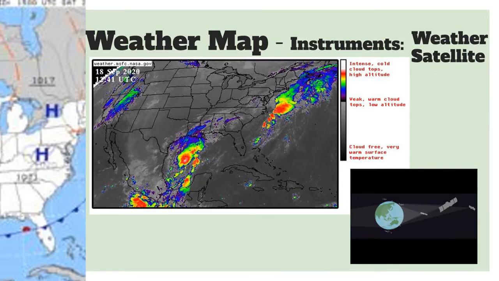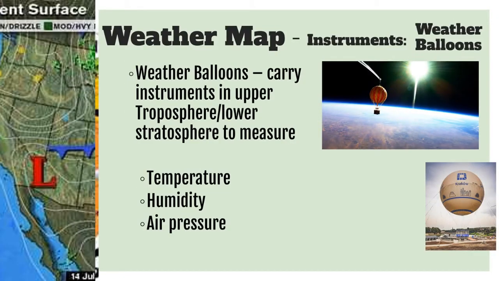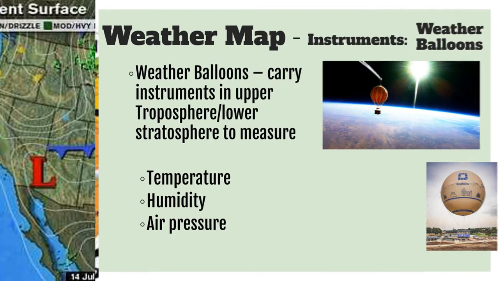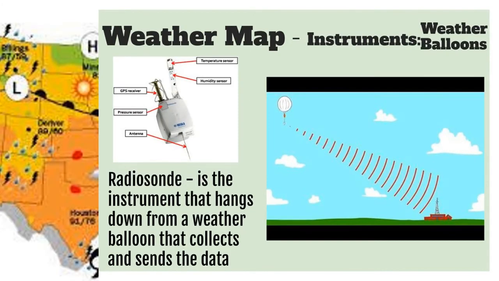When we get that information from weather satellites, it often looks like this. Weather balloons are next on our list. They carry instruments into the upper troposphere and lower stratosphere to help measure temperature, humidity, and air pressure. Now, attached to these weather balloons are instruments called radiosondes. This instrument hangs down from a weather balloon and collects and sends the data back to us.